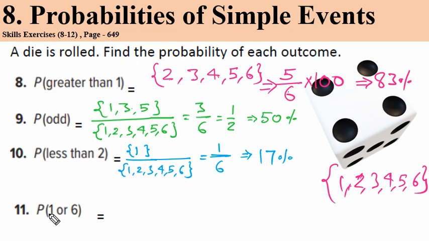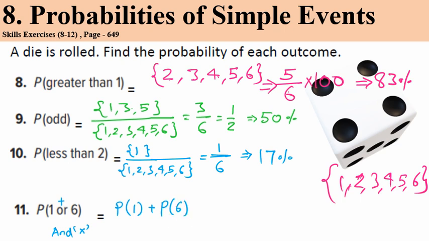Now probability of 1 or 6. When it says or, you do plus. When it says and, you do multiply. Okay, when it says and, do multiply. When it says or, do plus. So probability of 1 plus probability of 6.